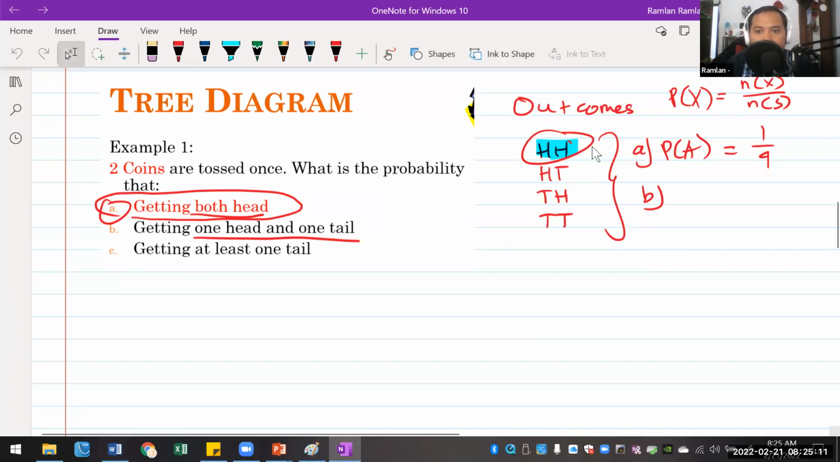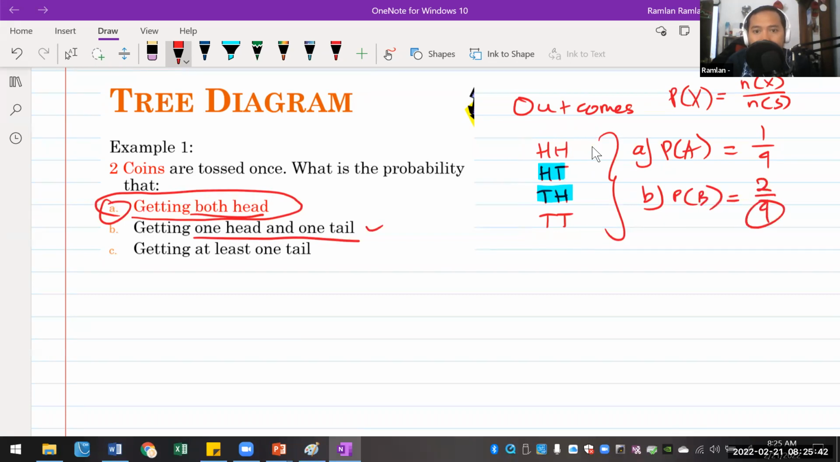Okay, here we go. So B, getting one head and one tail, right? Which means that we only look at the outcomes in which we have one head and one tail. The outcomes that we have are these two: one head and one tail. Why is it not this one? Because this is two heads, it doesn't have any tail. This one only has tails, two tails but no head. So we have those two, and the probability of the second event will be 2/4.